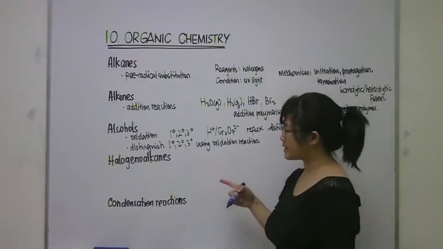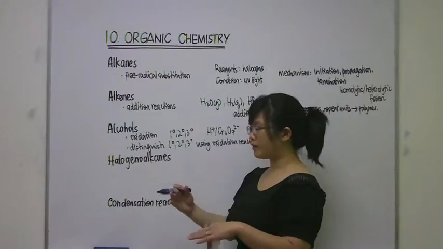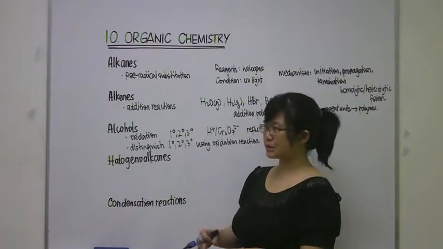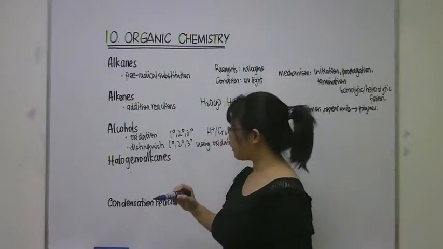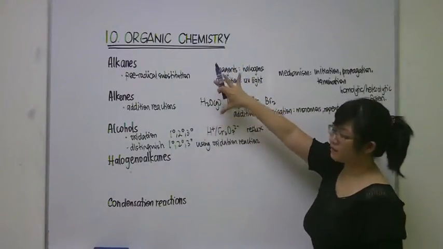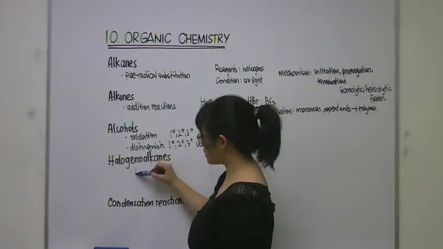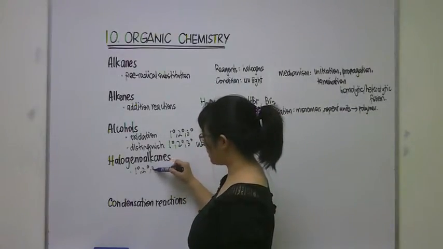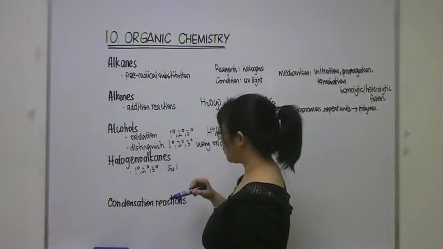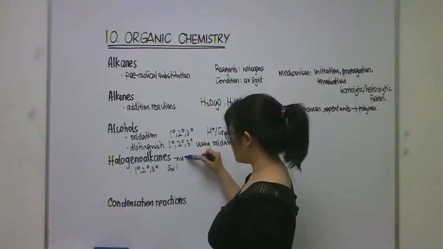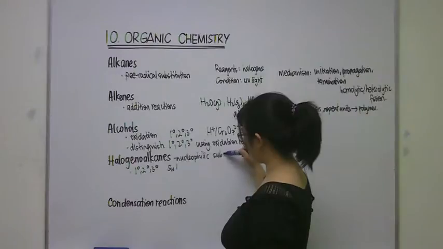Now, halogenoalkanes is one of the functional groups that the students study more deeply. Okay, for the standard level, all these are the same for standard and higher level, but for halogenoalkanes, for the standard level, they only need to distinguish primary, secondary, and tertiary, and which one of them will undergo nucleophilic substitution. Okay, so the reaction that we are going to be talking about here will be nucleophilic substitution.